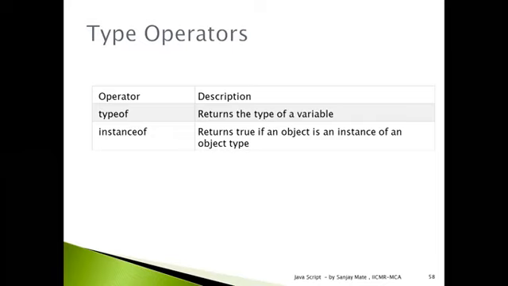And instanceof is used for objects. It will return the name of that particular class from which that particular object is created. So you can find out the type of object, the data type, or the type of value present in that particular variable.